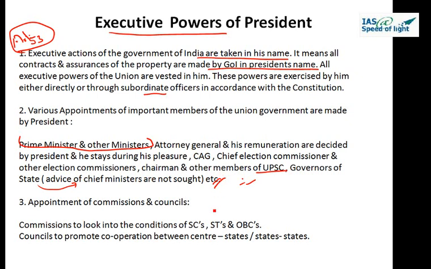The third point is the appointment of different commissions and councils, which is also an executive power of the President. The different commissions which the President forms to look into the conditions of scheduled castes, scheduled tribes and other backward classes. The different councils framed by the President to promote cooperation between the central government and the state governments and between different states.